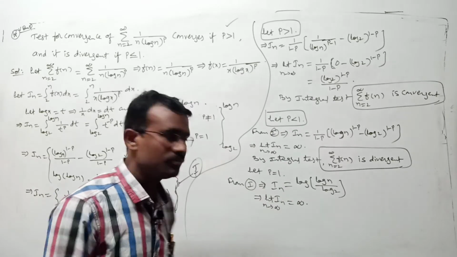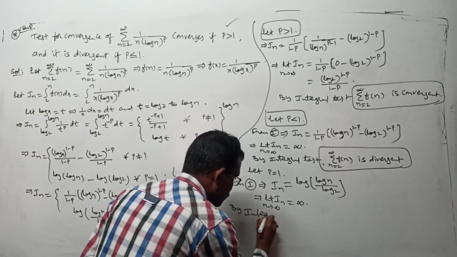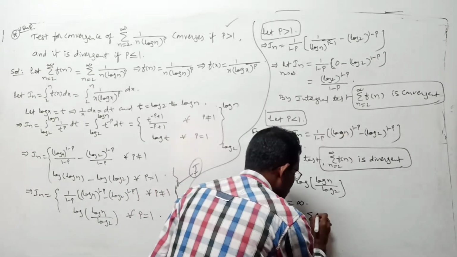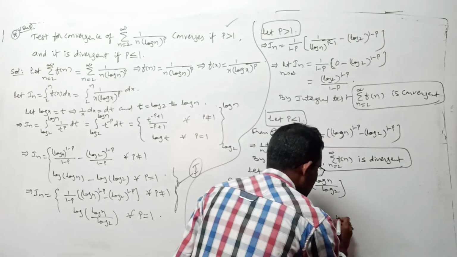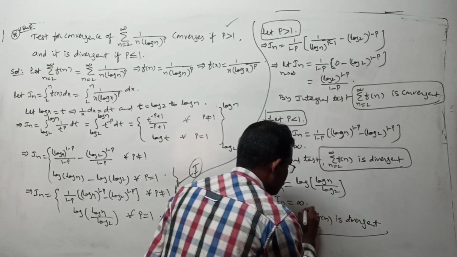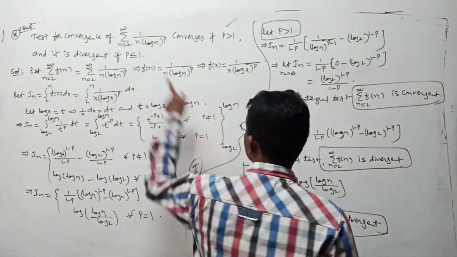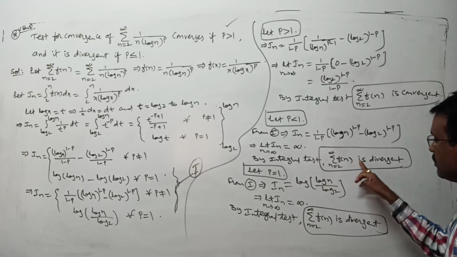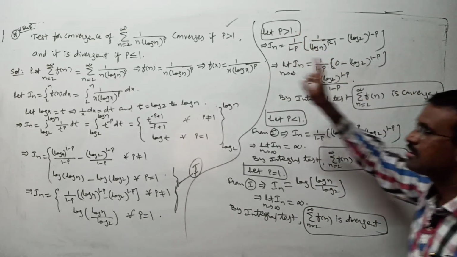This is undefined. By the integral test, sigma f of n from n equal to 2 to infinity is divergent. That means whenever p equal to 1, your given series is divergent. A final conclusion: for p less than or equal to 1, the given series is divergent. For p greater than 1, the given series is convergent.